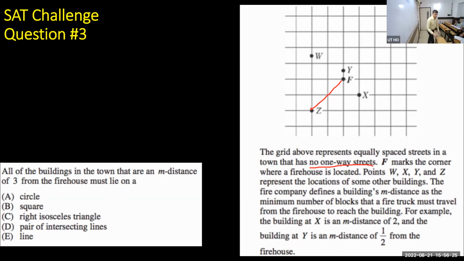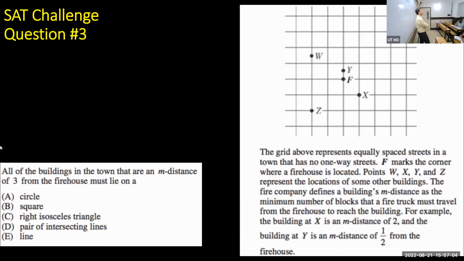Chalo, so I'll first explain you what this question means, and then we'll see whether it is a circle, because some people are getting circle, some are getting square. Let's see this. So it says, the grid above represents equally spaced streets in a town that has no one-way street. F marks the corner where a firehouse is located. Points W, X, Y, Z represent locations of some other buildings. The fire company defines a building's M distance as the minimum number of blocks that a fire truck must travel from the firehouse to reach that building.